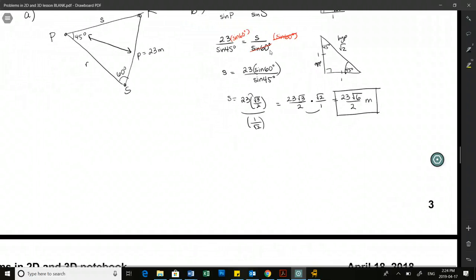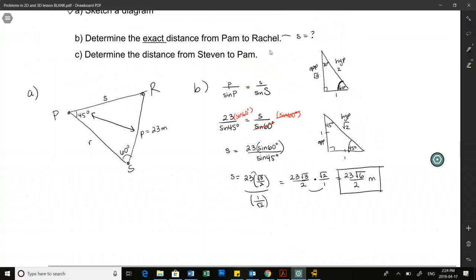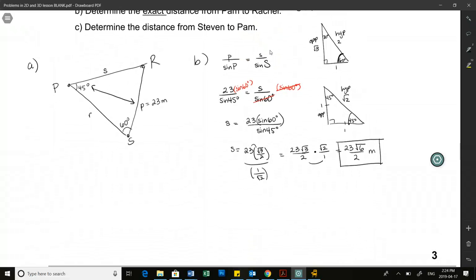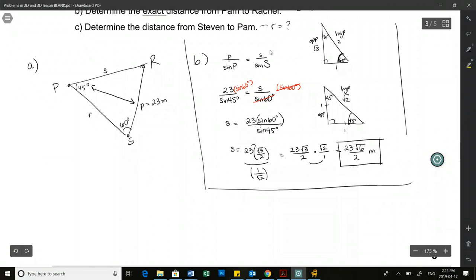Okay? The second part of this, part C, asks us to determine the distance from Stephen to Pam. And it does not ask for an exact distance. So the distance from Stephen to Pam, this is little r. So that's B. We'll put that over there. And we'll do C.